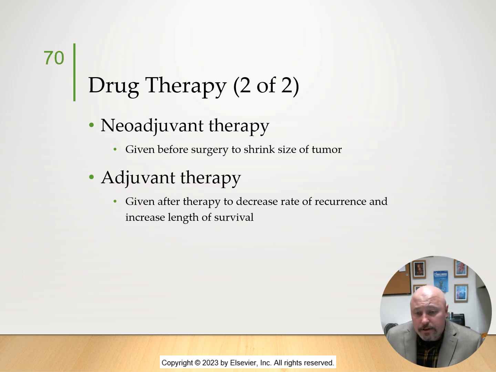These drug therapies can come in 2 options: neoadjuvant or adjuvant therapy. In the case of neoadjuvant therapy, this would be given before surgery to shrink the size of the tumor, versus the adjuvant therapy, which is given after surgery to decrease the rate of recurrence and increase the length of survival.